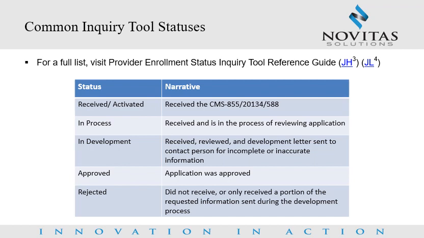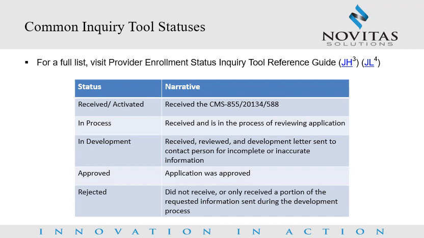Common Inquiry Tool Statuses. We provide a full list of inquiry tool statuses in our reference guide. Some of the most common statuses can be viewed on this slide. Received or activated means that we received the CMS application. In process means the application was received and we are in the process of reviewing the information.